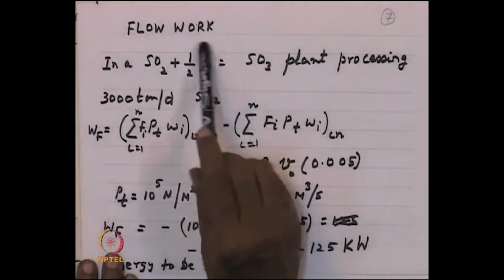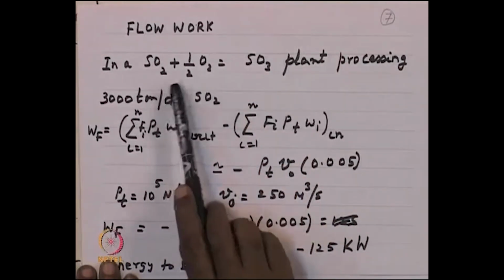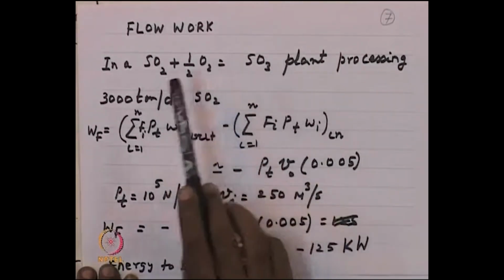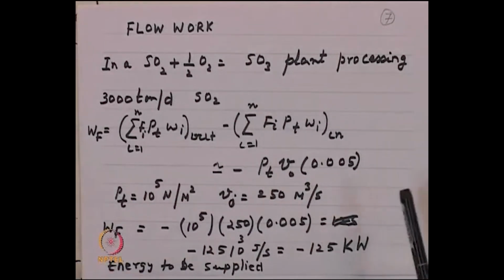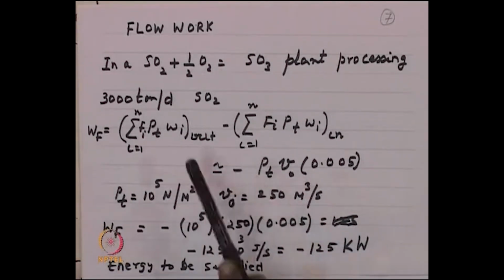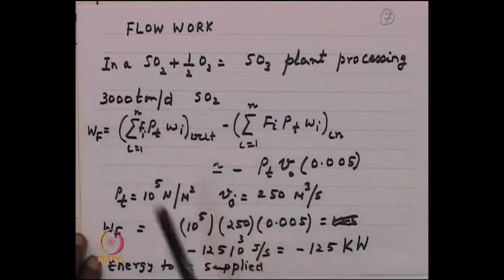Generally, air is used for oxidation. Therefore, oxygen contained in air is used for the reaction and so on. So, I have put some numbers here. I have just taken some data from a factory which is processing about 3000 tons per day of sulfur dioxide.